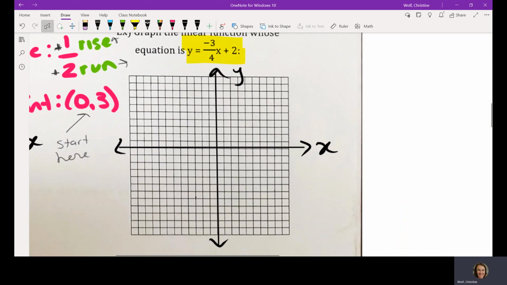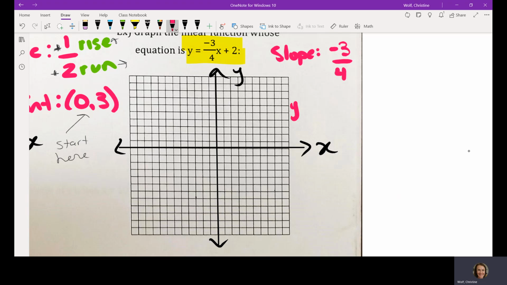All right, so for this one, again, let's write what we know. So we know that my slope is -3/4, and then my y-intercept crosses at 2. So that means my y-intercept is (0, 2). So that's going to be my starting point, that 2 on the y-axis.